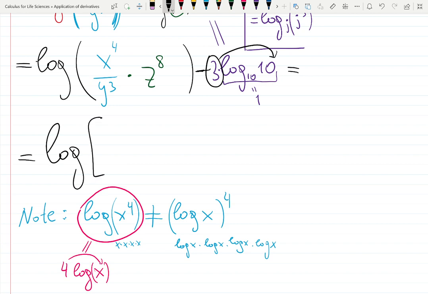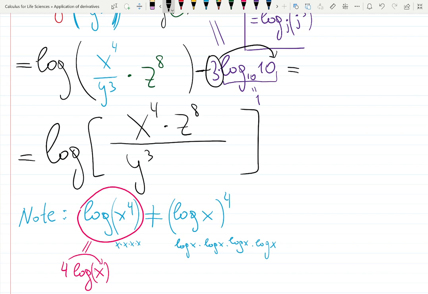One huge fat log. There's a fraction. X to the 4 was at the top. Z to the 8 was at the top. Y cubed was at the bottom, and then there was minus log base 10 of 10 to the 3. So that's going to be 10 to the 3, which is coming from here. Log base 10, 10 to the 3. That's what I just did. And that is the last step.